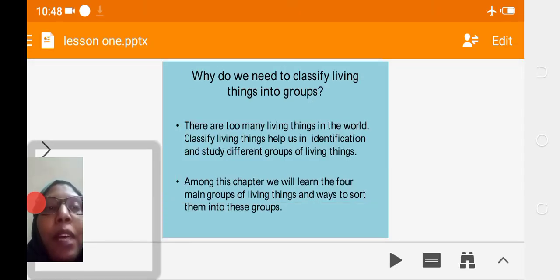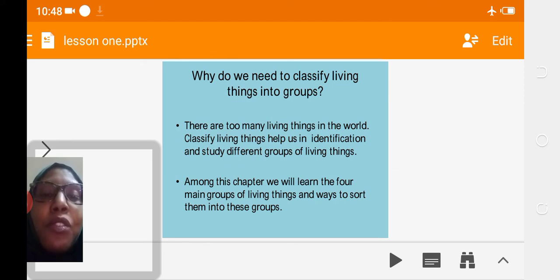So this is all about classification of living things. Classification means putting living things that have the same features in one group. And sorting living things means putting them in groups according to their similarities or differences.